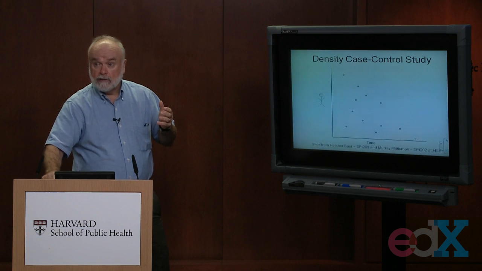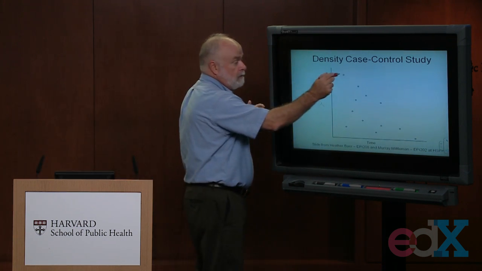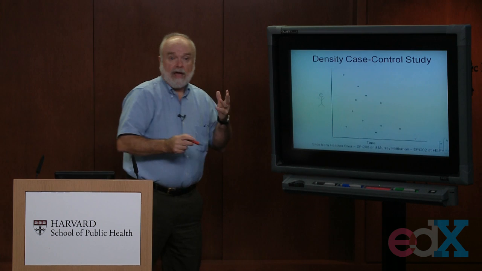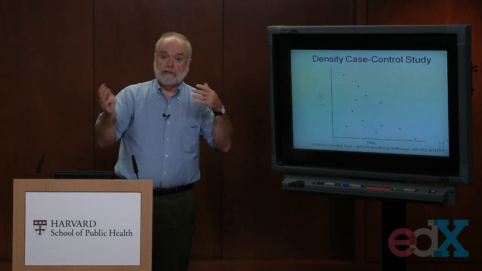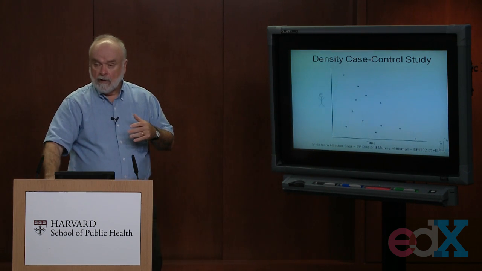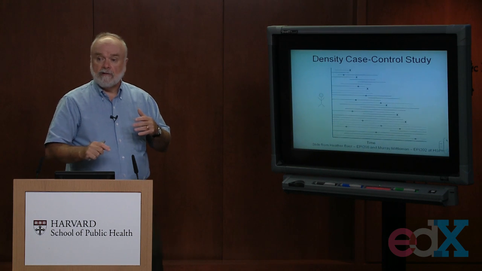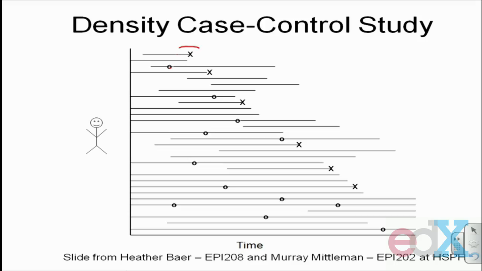So what we're going to do is we're going to select controls out of those person times. We're going to ask those controls, did you or did you not use oral contraceptives? So in our density type case control study, our X's are going to be the people who developed the disease, our cases. Our O's are going to be the people who were being selected as controls to hopefully reflect the exposure distribution and the person time that existed in that open cohort study.